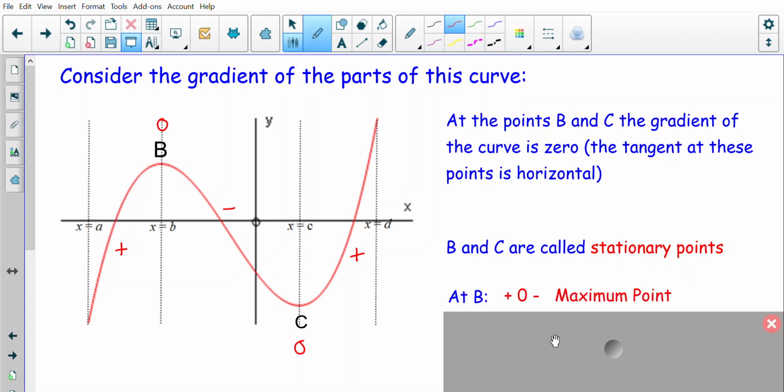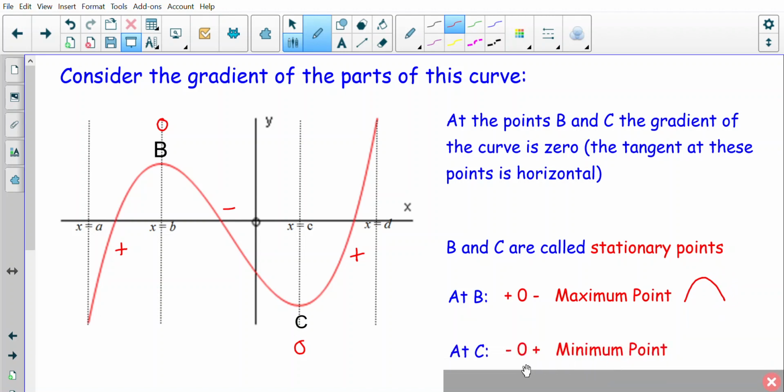At the point B, if we look at what we call the gradient profile, we can see that the gradient goes from positive, just to the left of B, to 0 at B, and then to negative just to the right of B. And this creates a maximum point. So a maximum point looks like that.